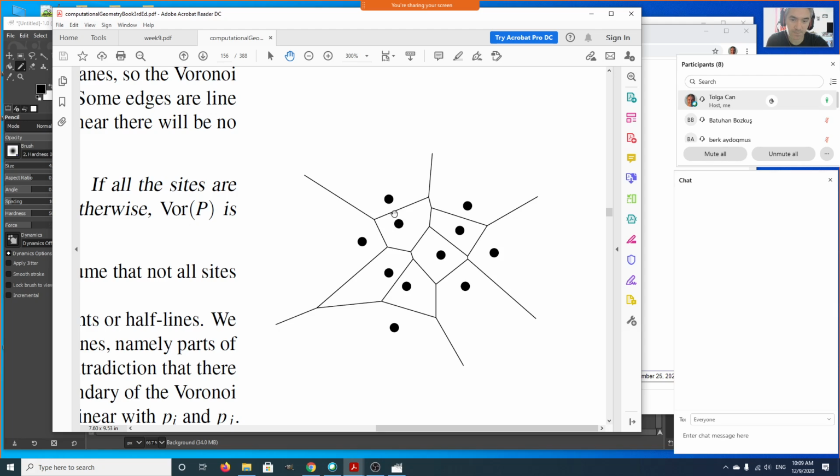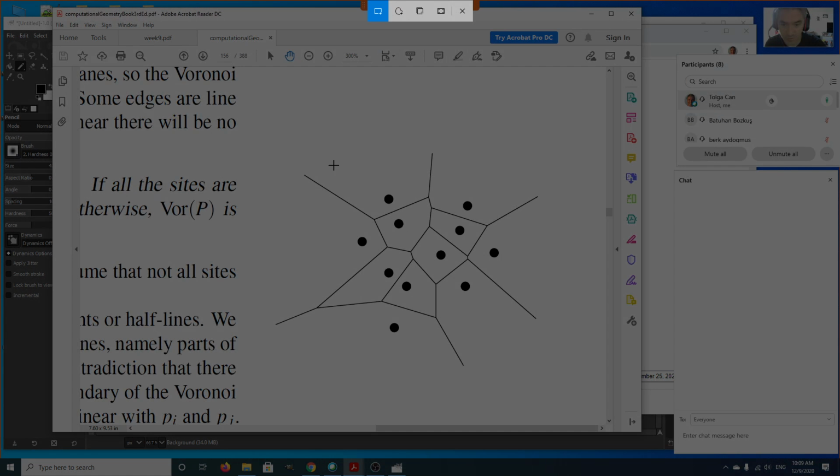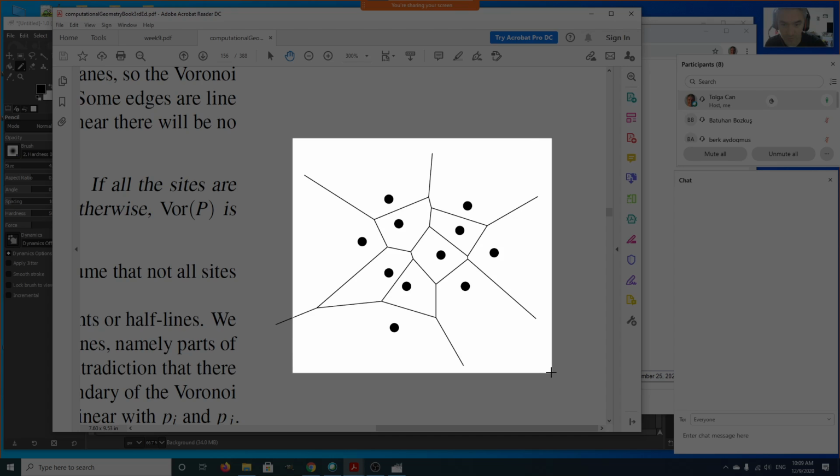So if you just form the line equation that connects these 2, let me just copy this and try to talk about these things on our whiteboard.